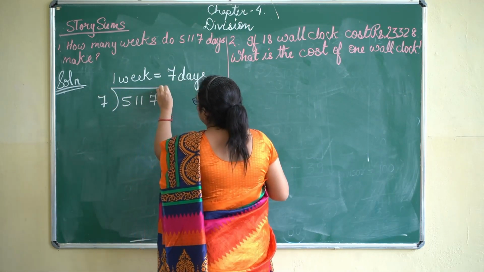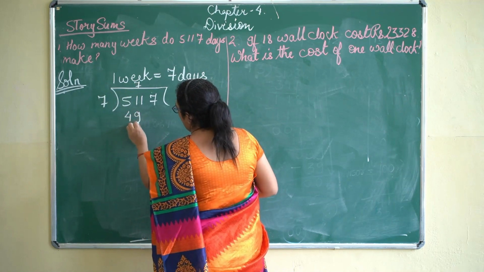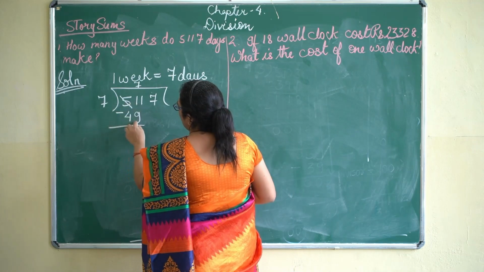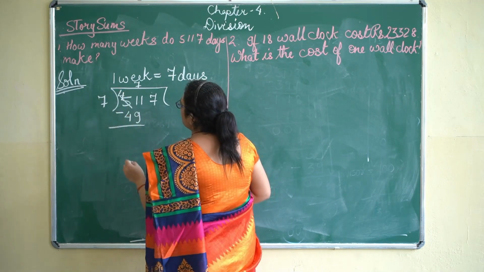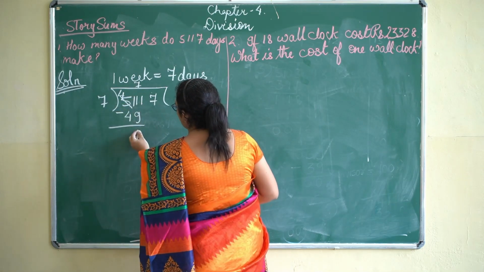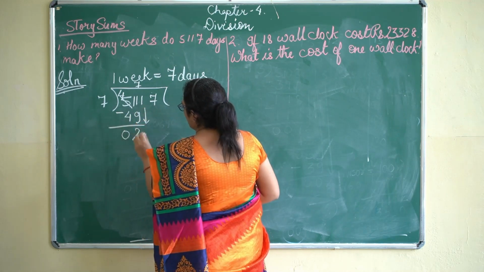Okay. 7 7s are 49. Okay. Subtract. What will we take? 1 minus 9, you can't subtract. We will take the borrow from 5. 5 becomes 4 and 1 becomes 11. 11 minus 9 is 2. 4 minus 4 is 0. What will we bring down? 1.